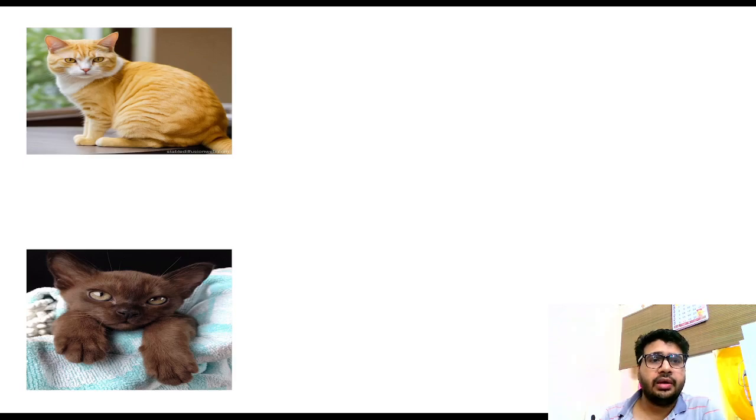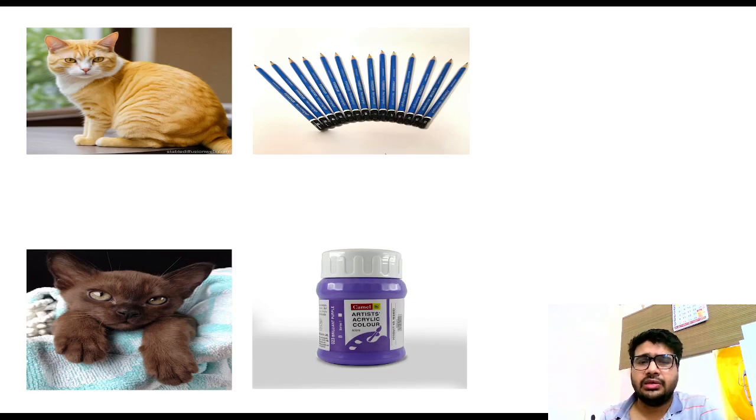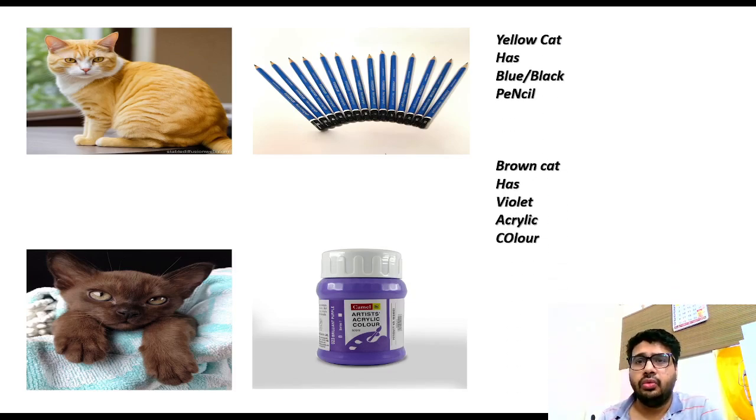It goes by yellow cat and the brown cat. You must be knowing that there is yellow catgut and the brown catgut. So the mnemonic goes by: yellow cat has blue and black pencil, and the brown cat has violet acrylic color. So yellow cat has blue slash black pencil. Remember N is capital, and the brown cat has violet acrylic color.